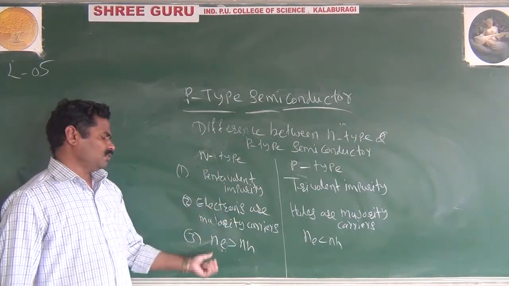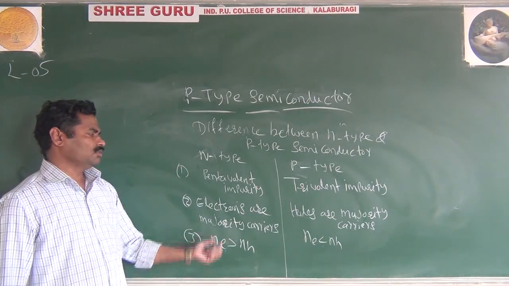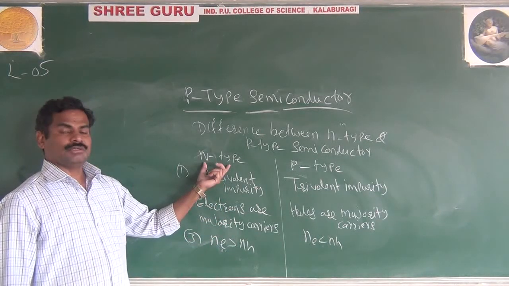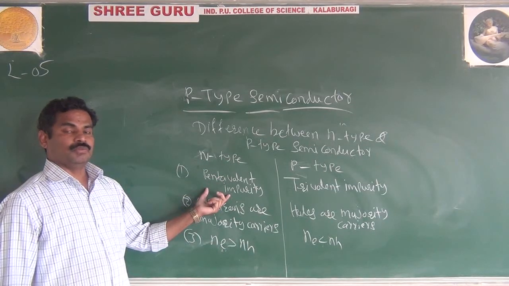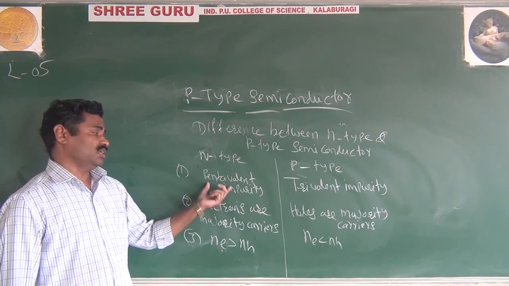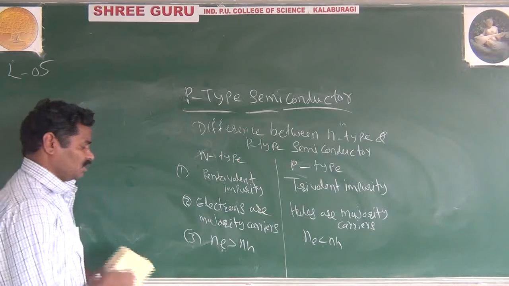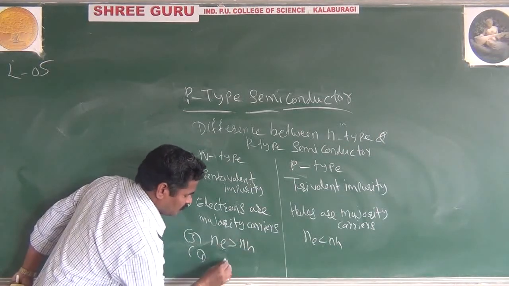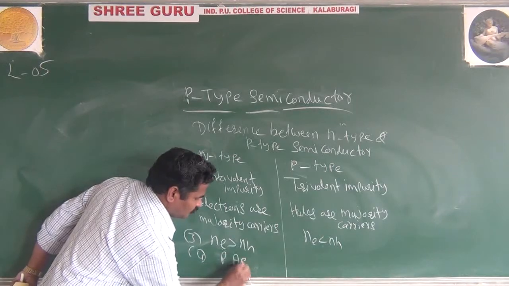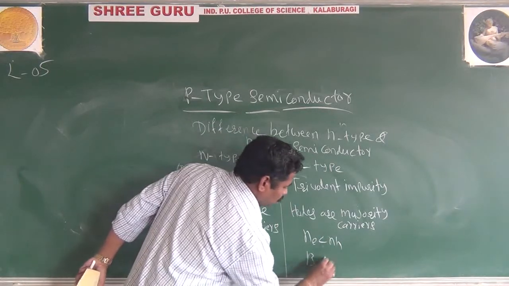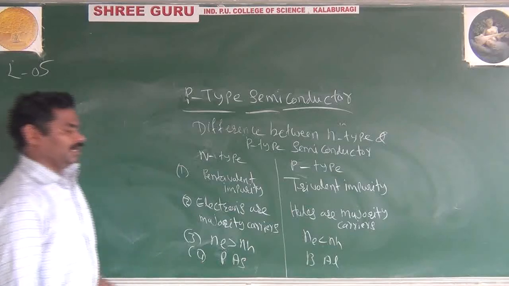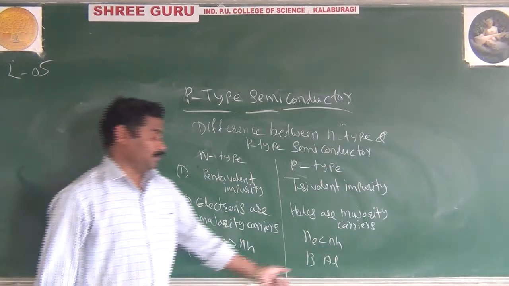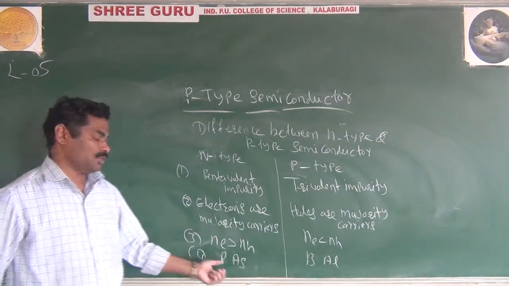You can write any 3 or 4. And important thing, as I said, in N-type semiconductor we are adding the pentavalent impurities. I can write examples also. You can write silicon or germanium. You can write phosphorus or arsenic for N type. Here you can write boron or aluminum. We are adding the trivalent impurities, boron and aluminum, and here it may be phosphorus or arsenic.